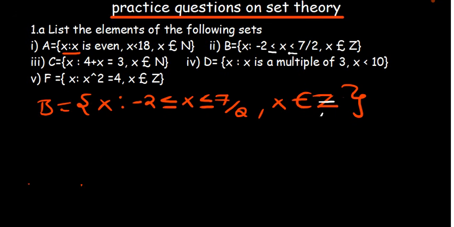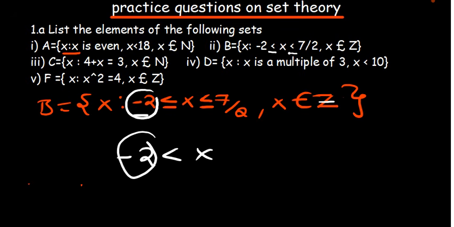Now we're trying to list integers that are between -2 and 7/2. When you say -2 is less than or equal to x, it implies that -2 is also part of the set. If we had just said -2 is less than x, -2 would not have been part of the set, but we're including it because of the equal sign, the dash below the less than sign. So it's less than or equal to.